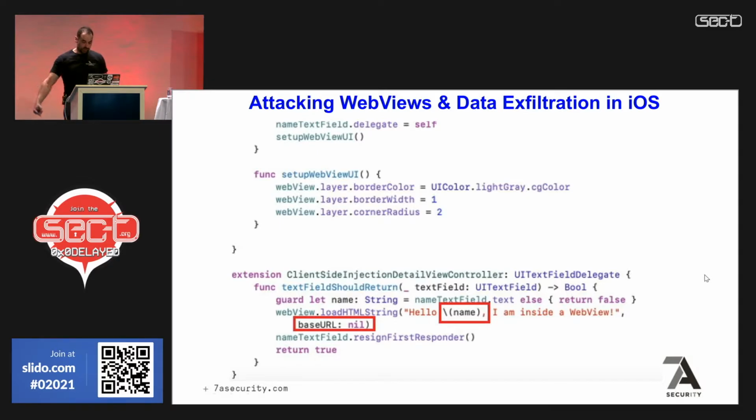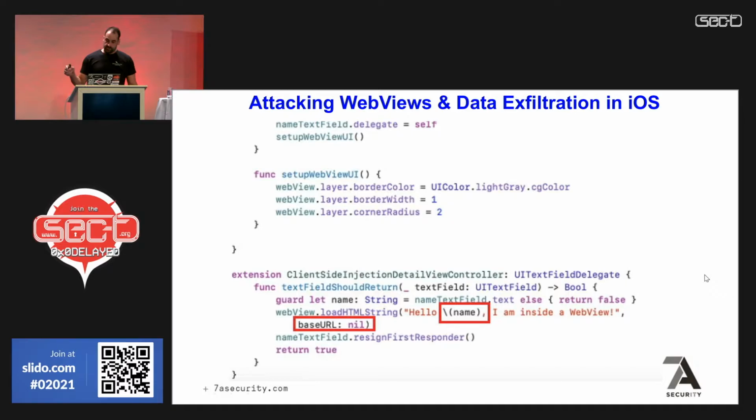This is Swift code, which is kind of weird because normally you would expect a second double quote to break the string and concatenate, but in Swift you don't have to do that. You do a backslash, and then you have the name in parentheses, and this is concatenating the name input into the string.